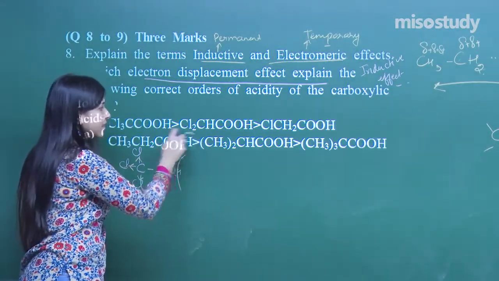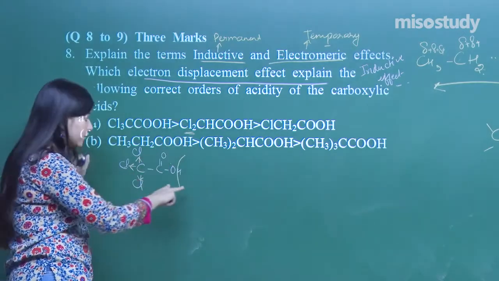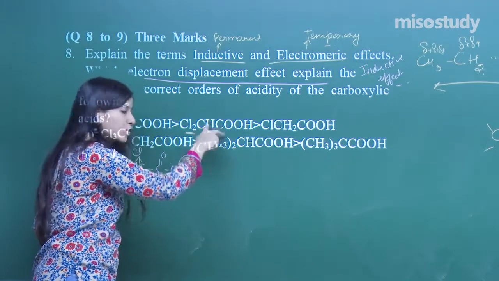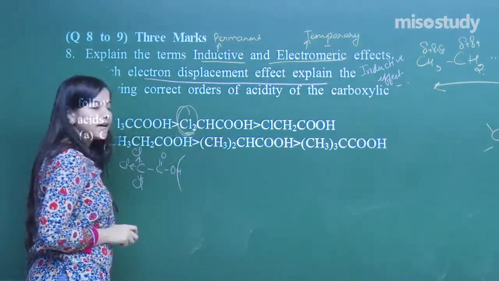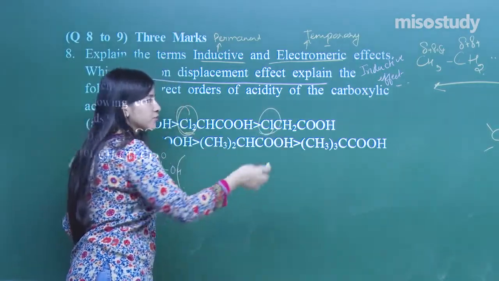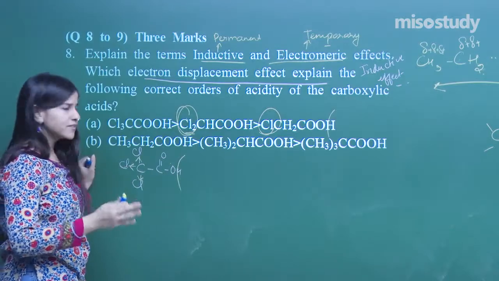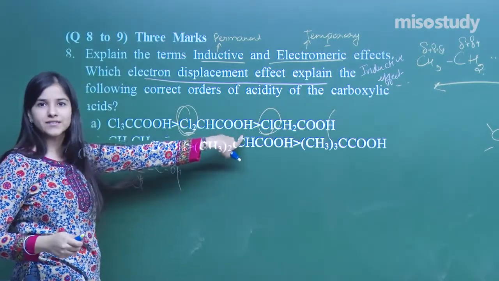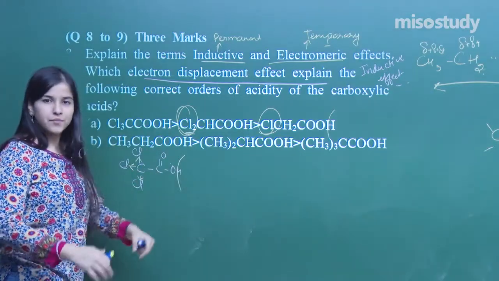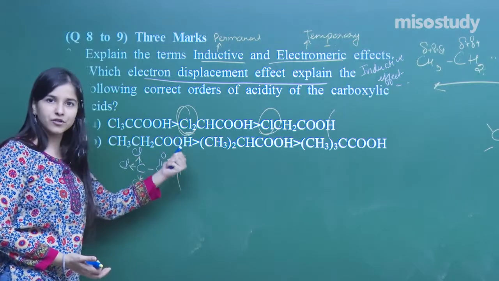see, how many attracting groups? 2. Earlier there were 3. So there will be more release of H positive here as compared to here, because only 2 minus I groups are present, and here only 1 minus I group. So H positive removal will be a little difficult. So that is what the acidity order here says. Clear? The more the number of minus I groups, the more will be the acidity of the concerned carboxylic acid.